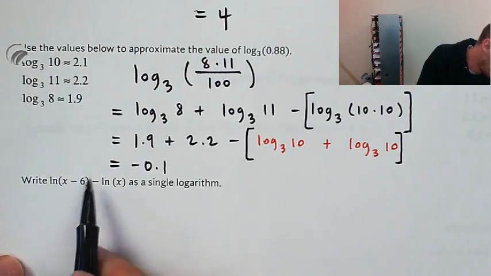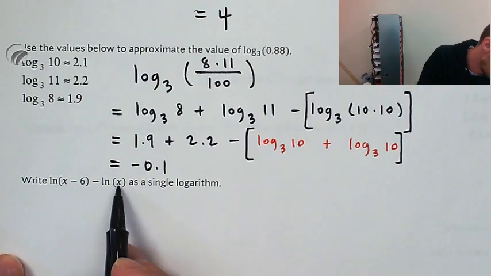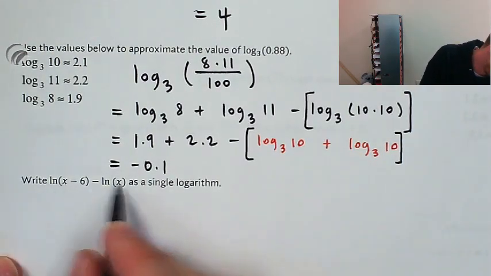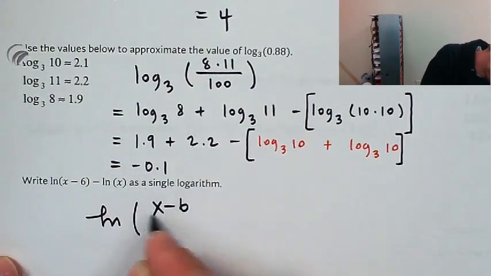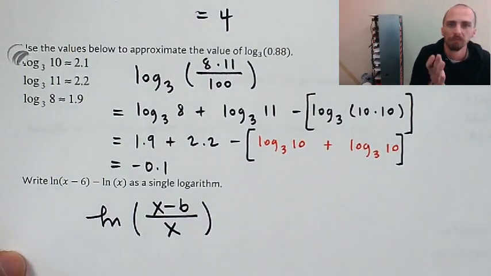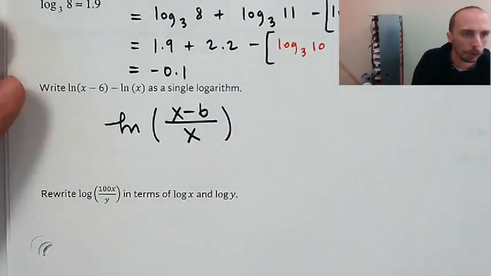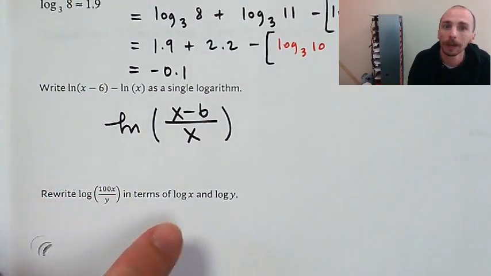Okay, write this thing as a single logarithm: natural log of x minus 6 minus natural log of x. Okay, so we could just divide the arguments, and I'm going to say, okay, that's natural log of x minus 6 divided by x. That's a single logarithm. We're good there.